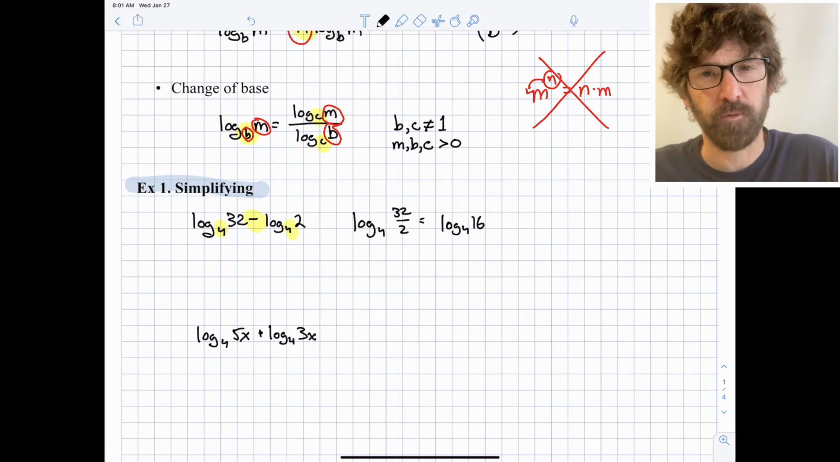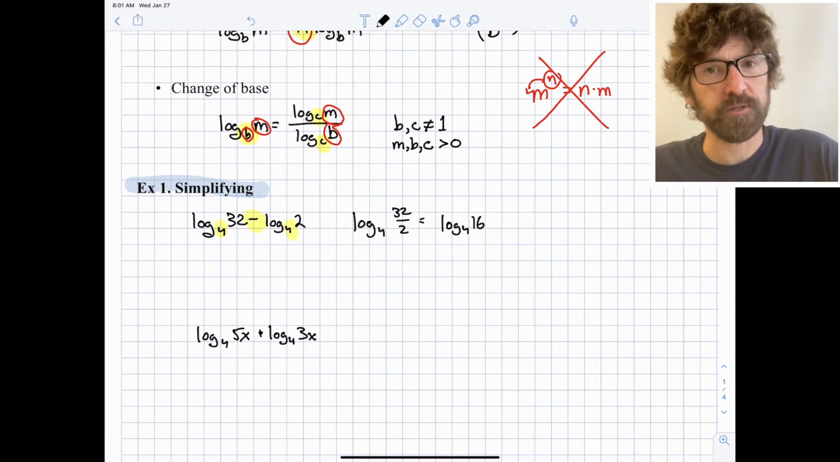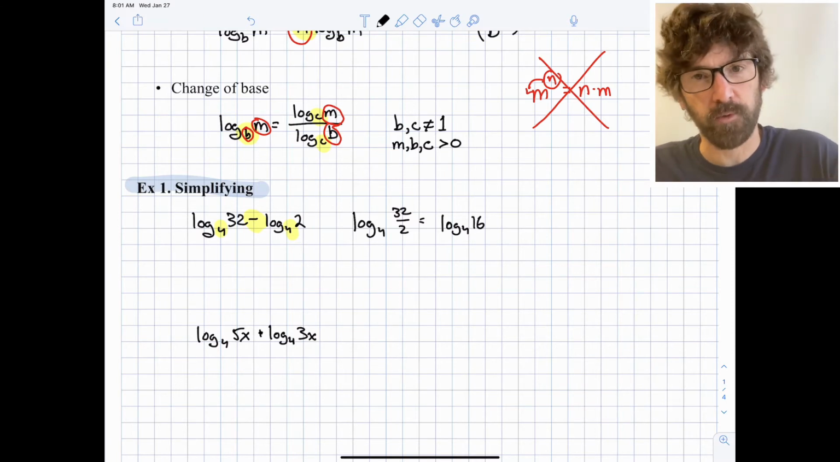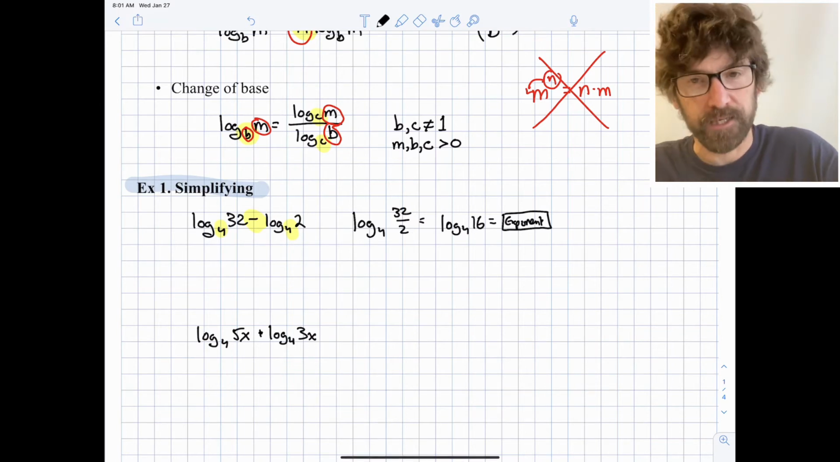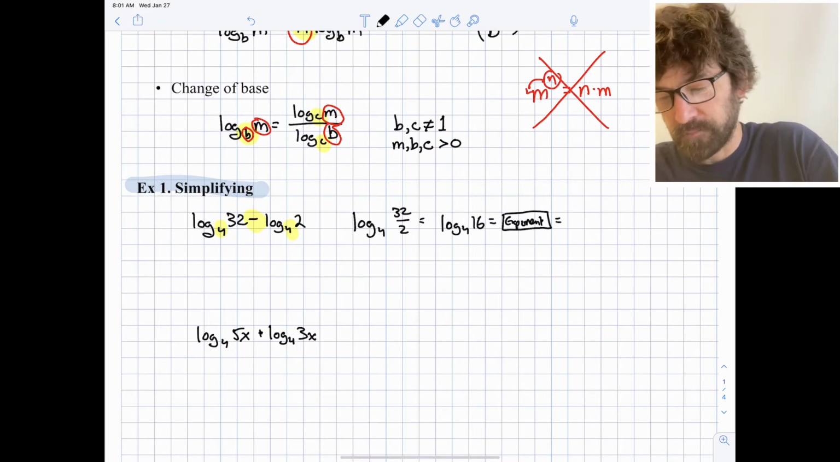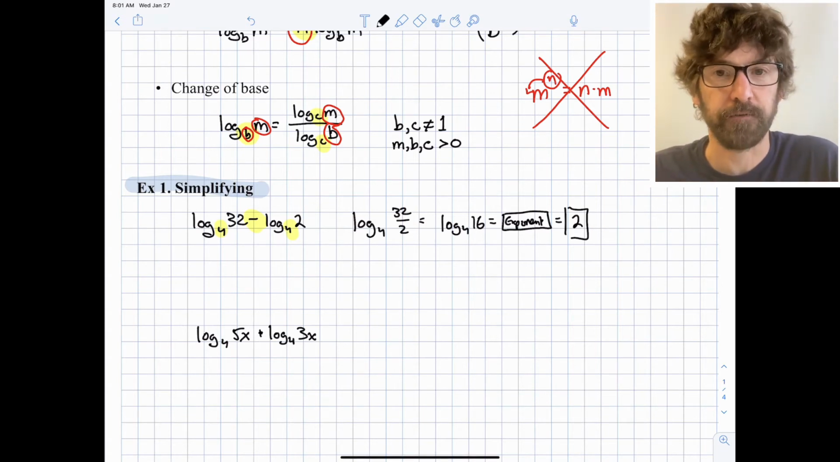And then we can even think about what that means. That really means 4 to what power is 16? Remember, logarithms are equal to exponents. So 4 to what power is equal to the number right there? What's the exponent? And 4 to the 2 will be 16. 4 squared is 16. So that would be our solution there to fully simplify it.